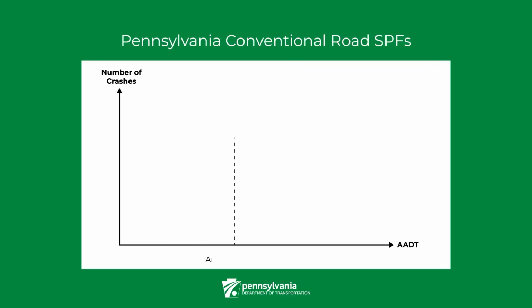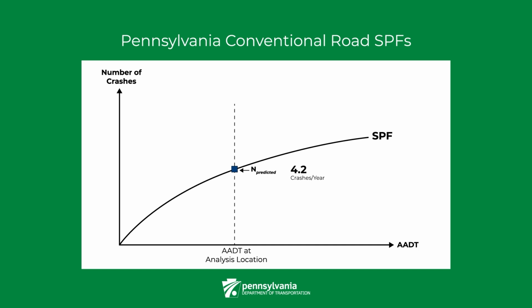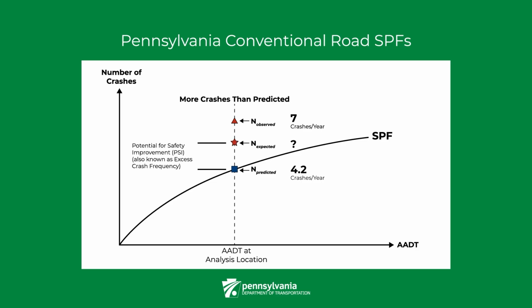Once SPFs, either from the HSM or PennDOT, predict crashes, the network screening process computes the expected number of crashes. For example, suppose the HSM predicts a site will have 4.2 crashes per year. However, observed data for the last 5 years indicates there have been an average of 7 crashes per year. So, how many crashes should we expect next year? 4.2? 7? Something in between? According to the HSM, the expected number of crashes will be something between 4.2 and 7.